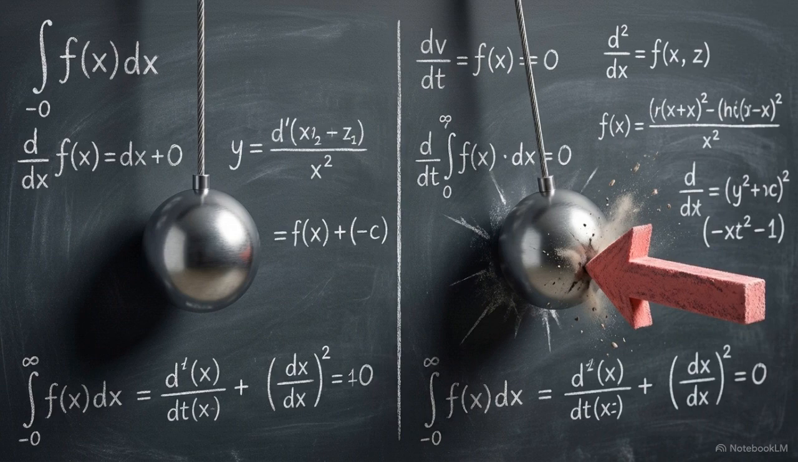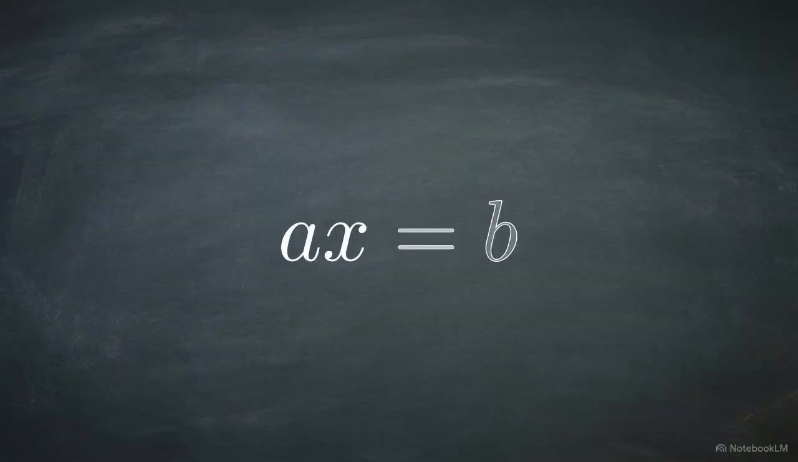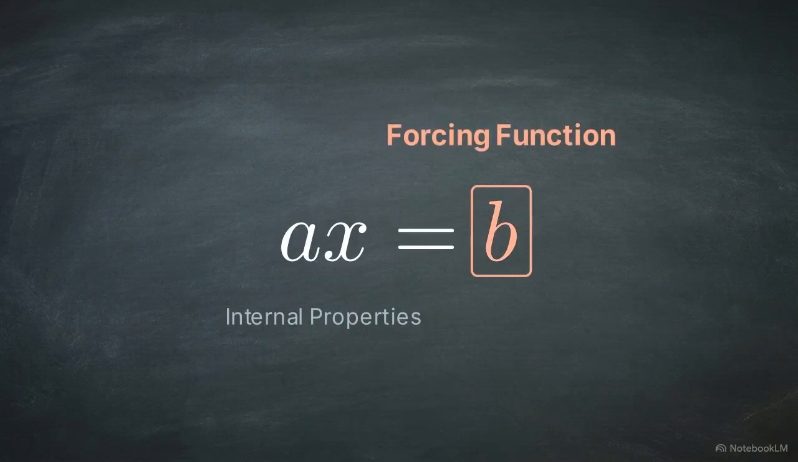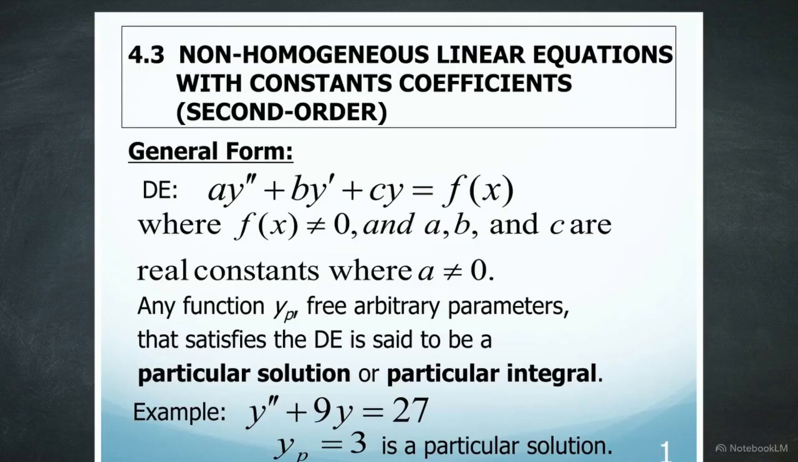But an unforced system resting in a vacuum is different from a system actively being pushed. Mathematically, this active pushing appears as a forcing function on the right of the equal sign. This equation shows the general form of a non-homogeneous system. The terms on the left describe the physical properties of the system itself.